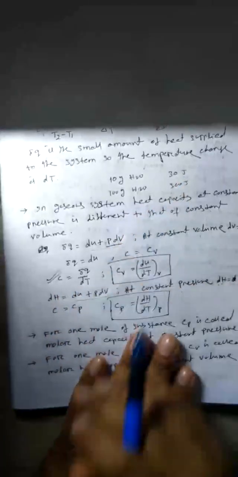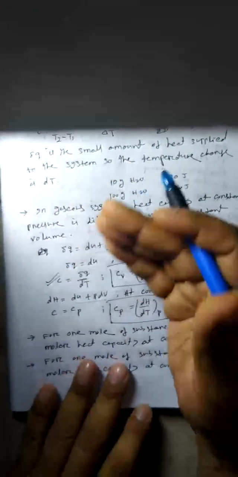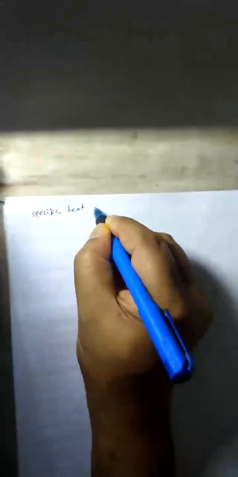But heat capacity, no one uses it, because when the amount of the substance changes, heat capacity also changes. This makes many difficulties. That is why we get another term, that is called specific heat capacity.